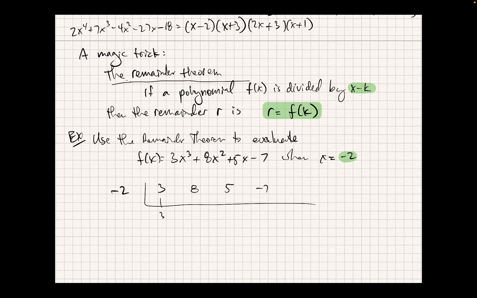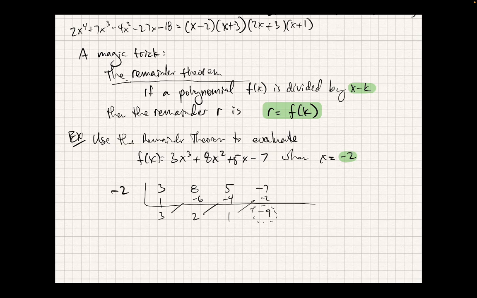Bring down the 3. 3 times -2 is -6. You get 2. 2 times -2 is -4. Plus 5 is 1. 1 times -2 is -2. Plus 7 is -9. This is my remainder.